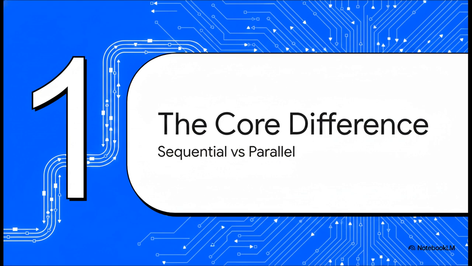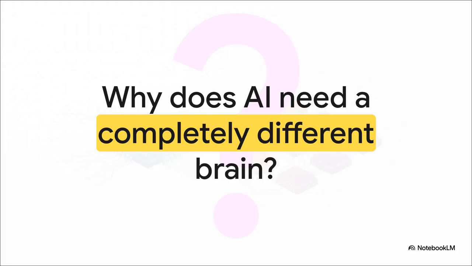Section 1, the core difference, sequential versus parallel computing. Okay, let's dive into this. Why exactly does AI need a completely different brain to function? I mean, why can't it just use what we already have? Well, to answer that, we really have to look at traditional processors. The CPUs running the operating systems on the laptop or phone you're using right now were designed to be incredibly fast at doing one highly complex thing at a time.